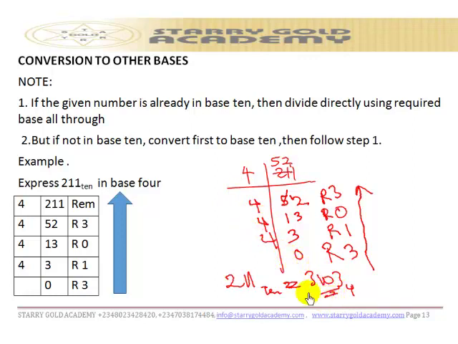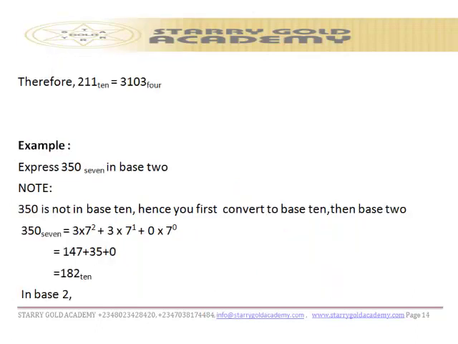Now, but what about when the number you are given is not in base 10? If you are given a number that is not in base 10, then the first thing you do is to convert it to base 10. Now, look at what we are looking at. We have 350 base 7, convert to base 2. Now, the question is asking you to convert a number from base 7 to base 2.